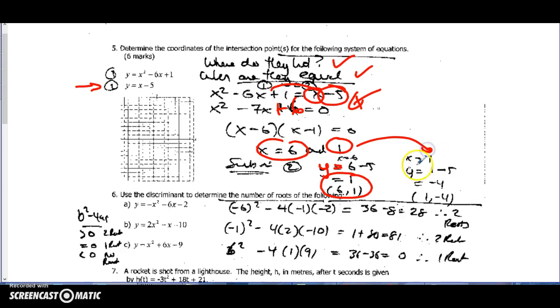The other point is when I sub 1 into equation number 2. So I go 1 minus 5 is minus 4. So the point is 1, minus 4. Oh no, my mouse stopped working.